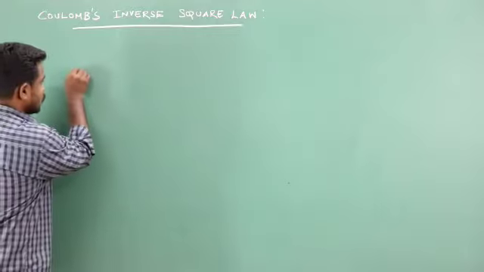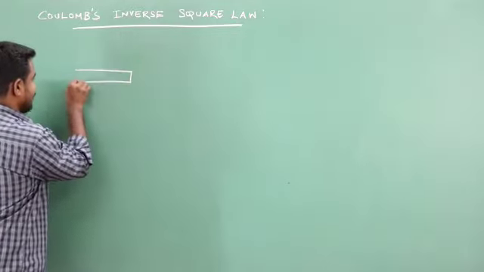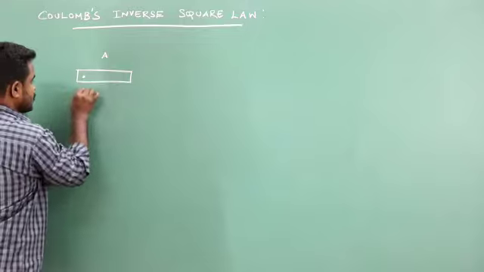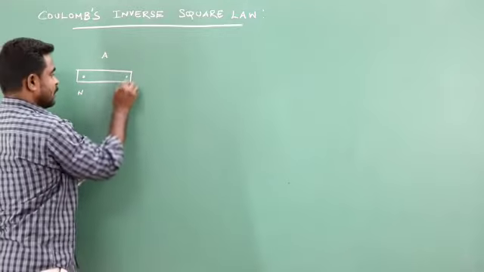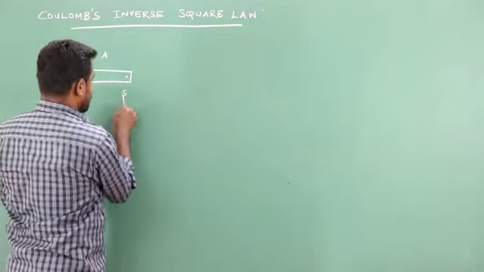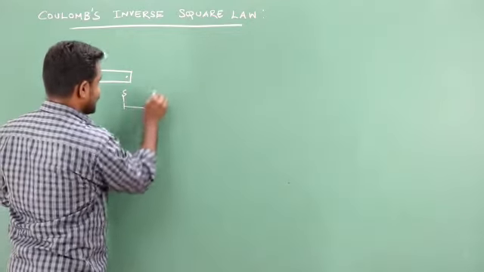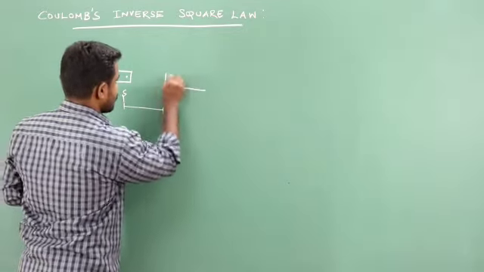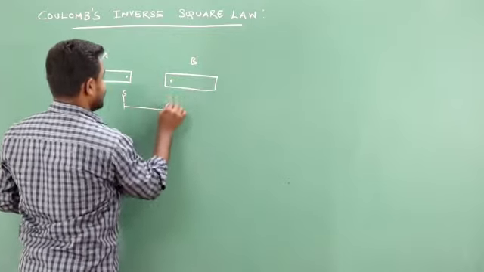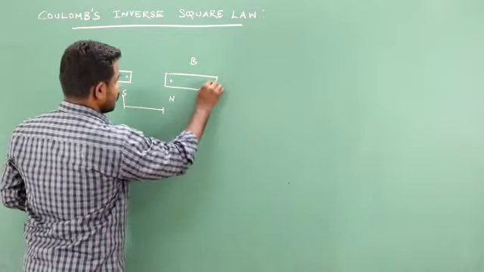Let us consider two bar magnets. That is magnet A, another one is magnet B. This is the north pole, here we have the south pole. The two bar magnets are separated by the distance R. Now consider another bar magnet, that is B. Here it is the north and south pole.